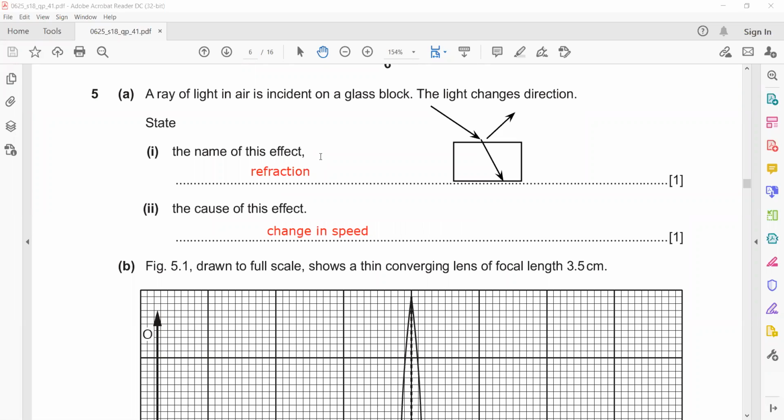So refraction is correct, reflection is also correct. But the cause of this effect, when you write refraction, is the change in speed when traveling from one medium to another. And the cause for reflection is that when it strikes the surface, it changes direction. We call that reflection.